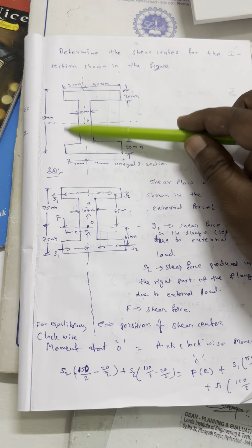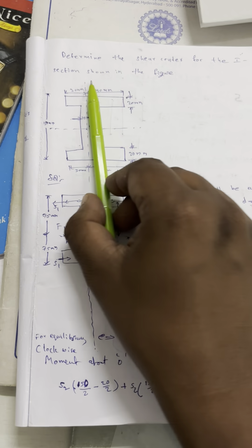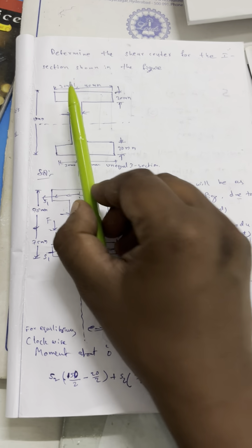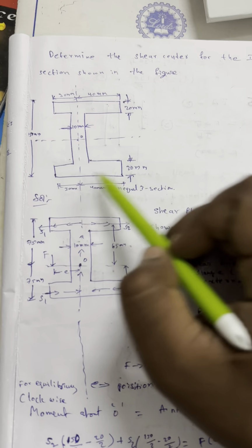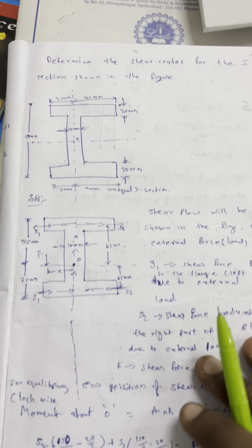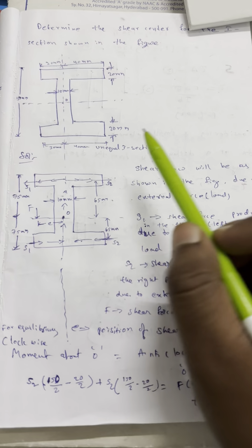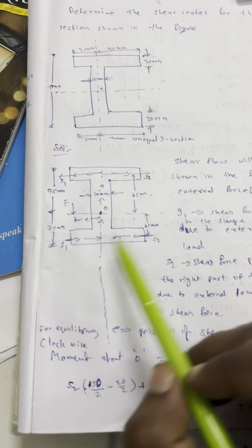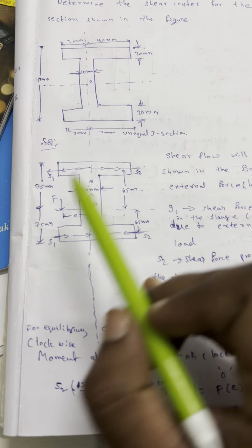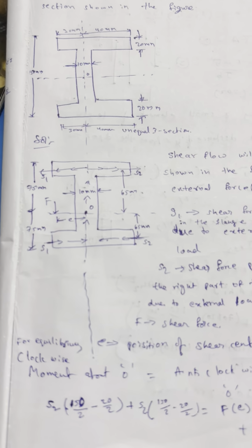This is symmetrical about x, but unsymmetrical about y, because on the left side there is one dimension, and on the right side some other dimension. The dimensions are shown in the figure here, and then we need to find the shear center. So this is the given figure, an I section. Here this is the shear flow.